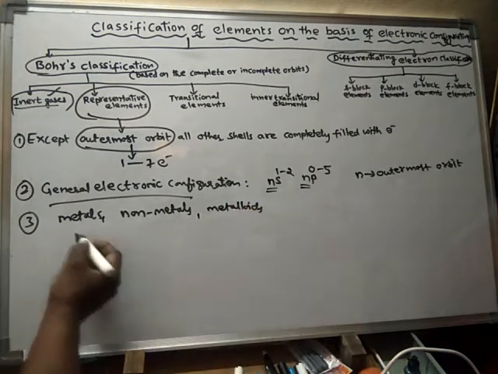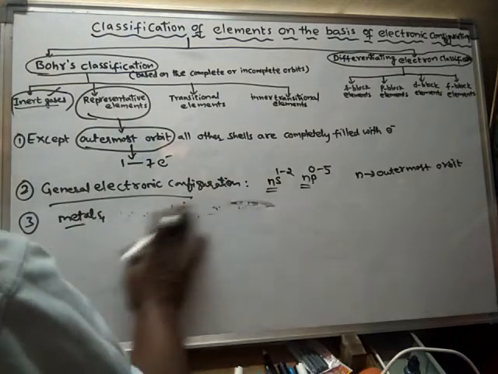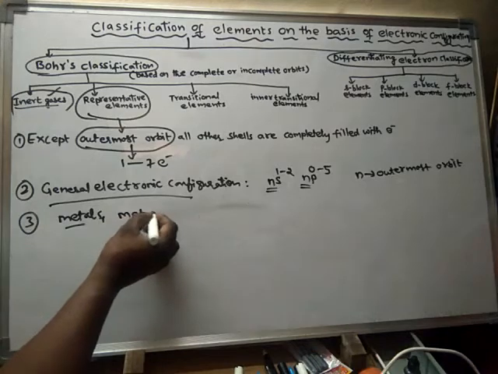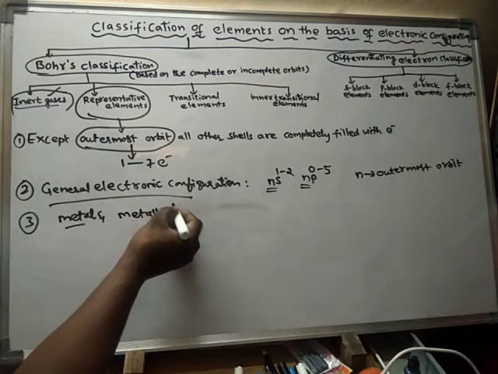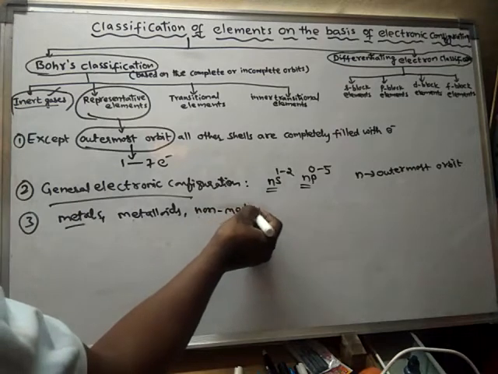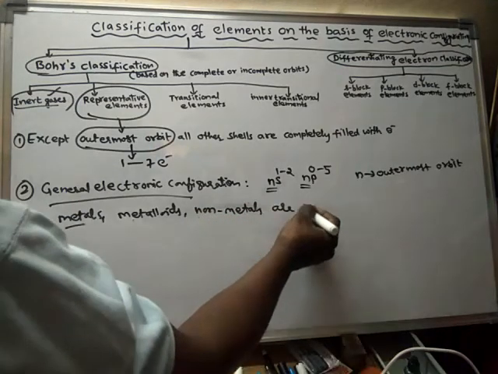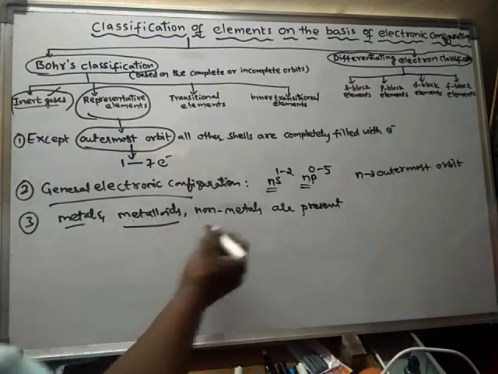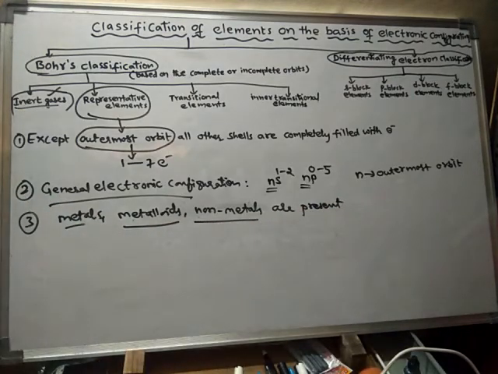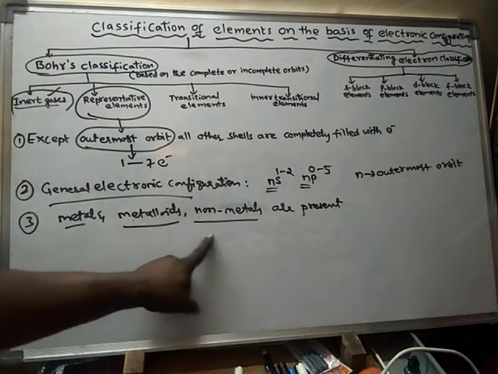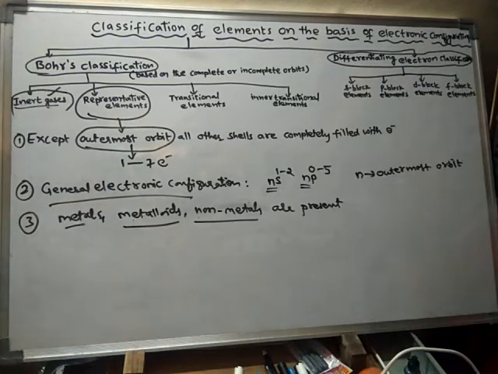Actually, metalloids should be written in the middle: metals, metalloids, and non-metals are present. But all metalloids and all non-metals are present in representative elements only. These elements are not present in any other place.